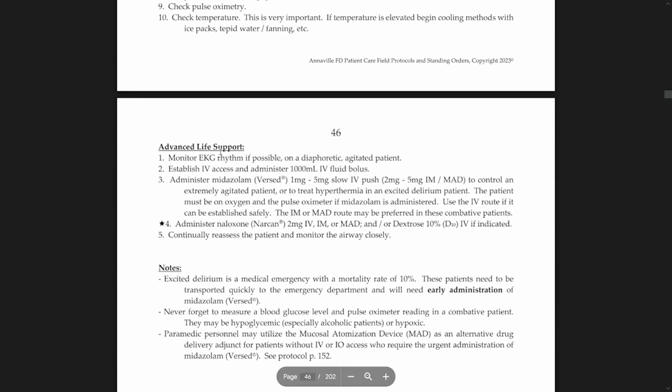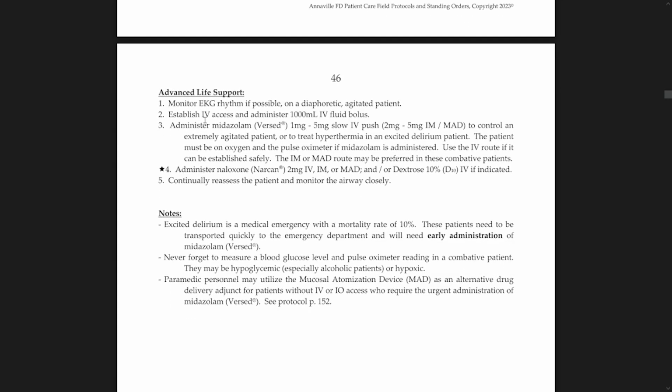For advanced life support, monitor the EKG rhythm if possible on a diaphoretic agitated patient. Establish IV access and administer 1,000 cc's of fluid. Administer midazolam or Versed 1 to 5 milligrams via a slow IV push. That's 2 milligrams to 5 milligrams intramuscular or mucosal atomizer device. Those are just the other two options if you can't do an IV push, to control an extremely agitated patient, or to treat hyperthermia in an excited delirium patient.